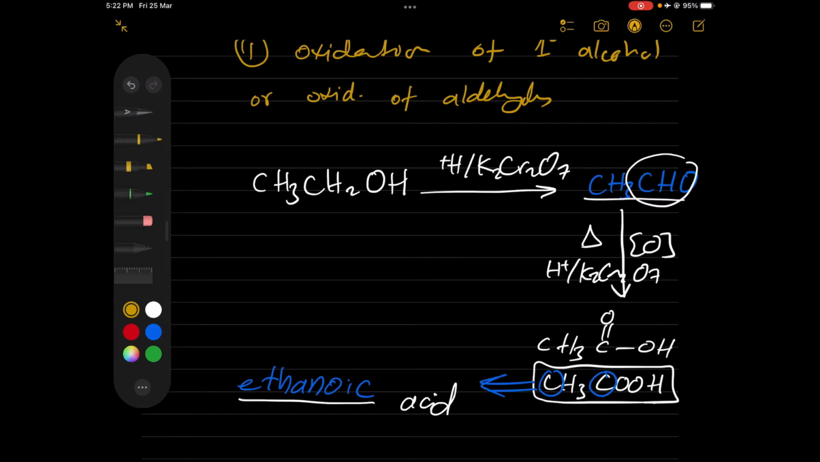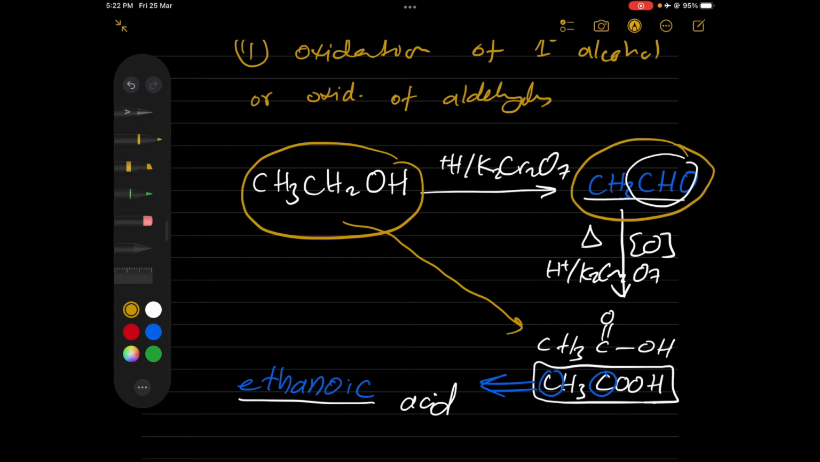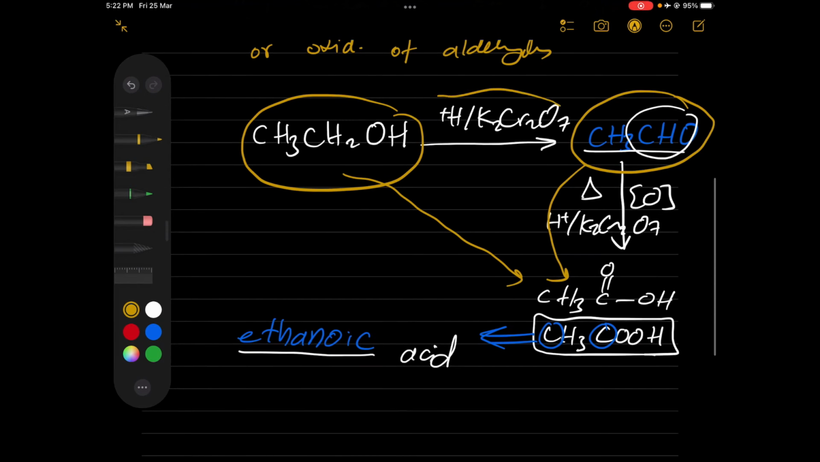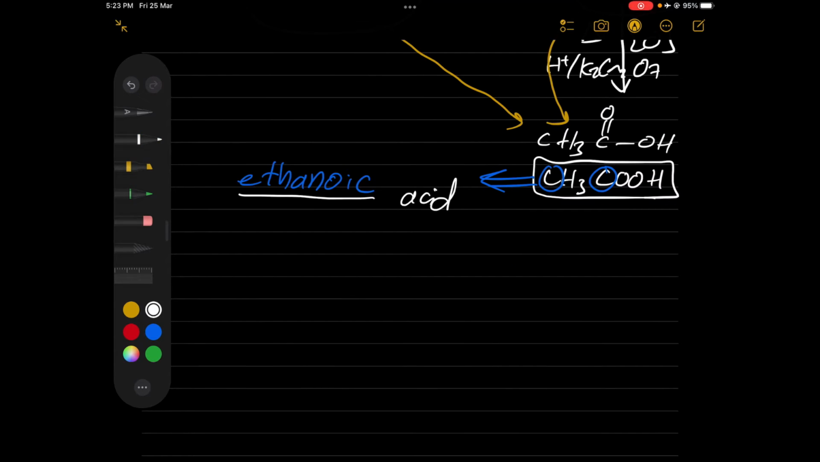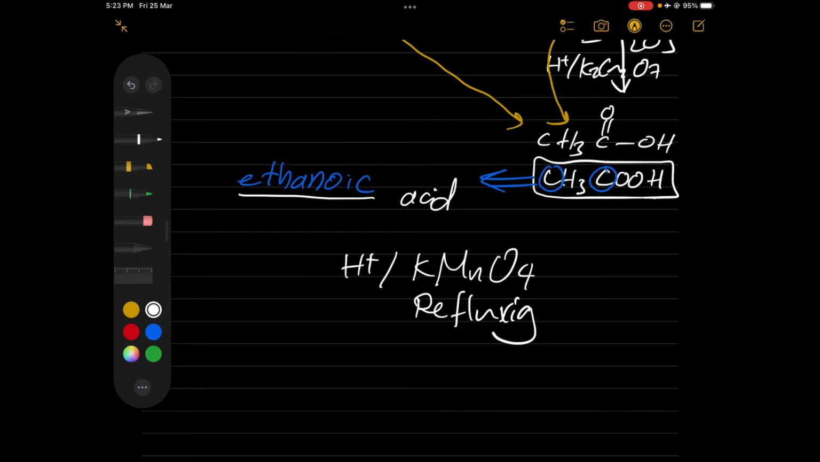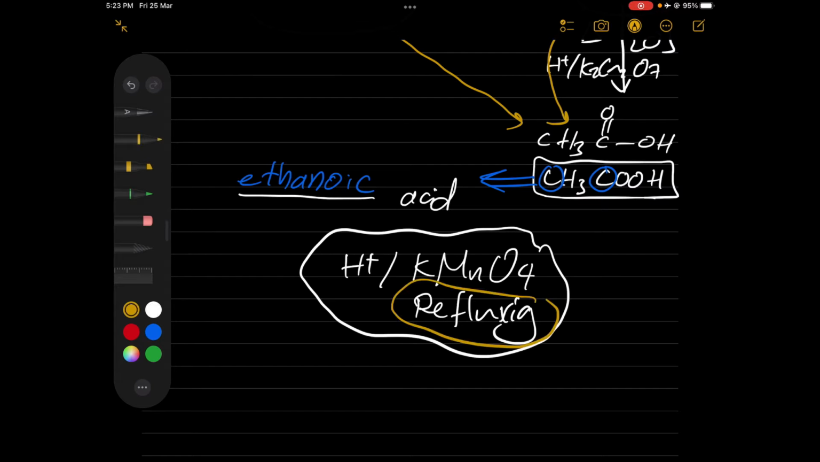What we conclude here is that we can change the primary alcohol to carboxylic acid, and we can oxidize the aldehydes to carboxylic acids. But keep in mind that potassium dichromate is not the only reagent you can use. We have another one, which is acidified KMnO4 in the presence of refluxing. Once you apply these conditions on alcohol or on aldehyde, you will have carboxylic acid.